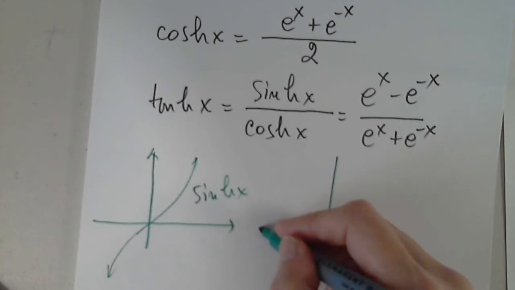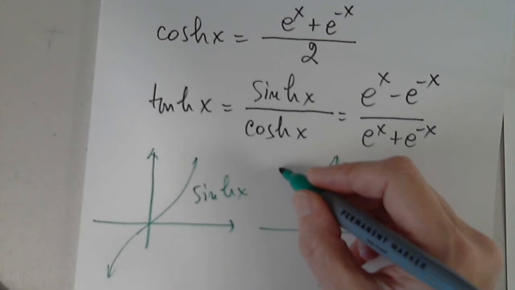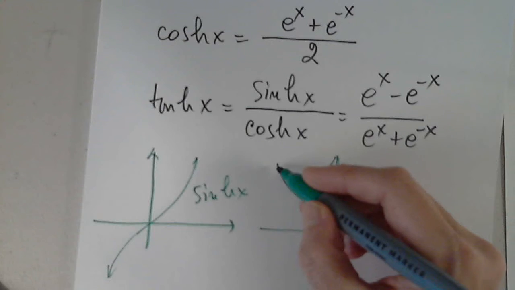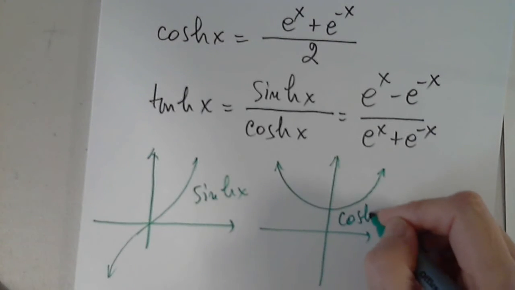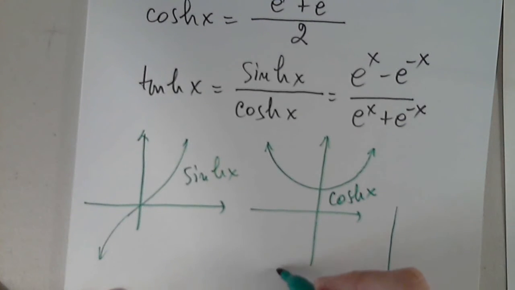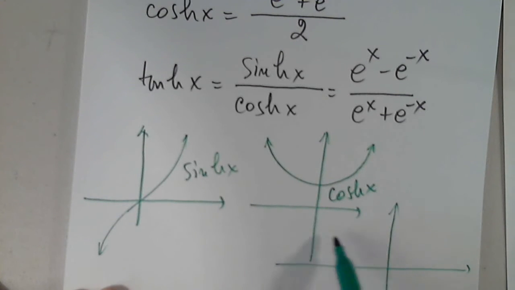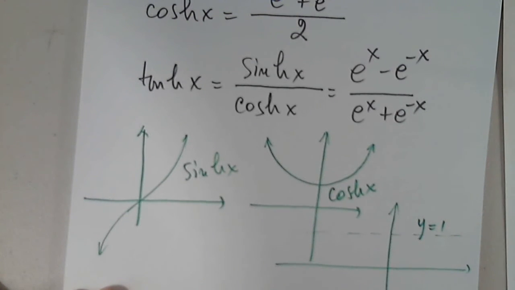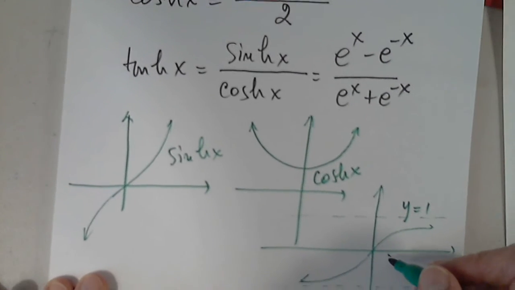So here's hyperbolic cosine. Something similar to, if you'd like, a quadratic function. So this is hyperbolic cosine. And hyperbolic tangent, of course, is similar to arctangent, but this one has horizontal asymptotes at -1 and 1. Y equals 1, y equals -1, and it's pretty similar, but different. So this is hyperbolic tangent.